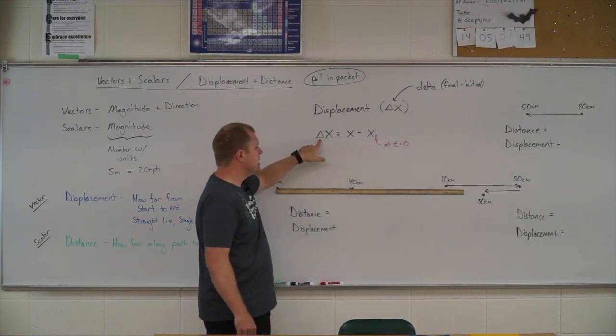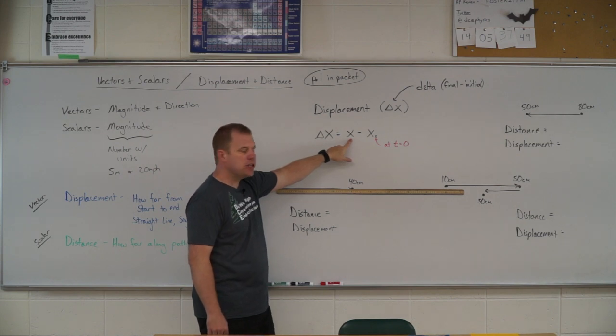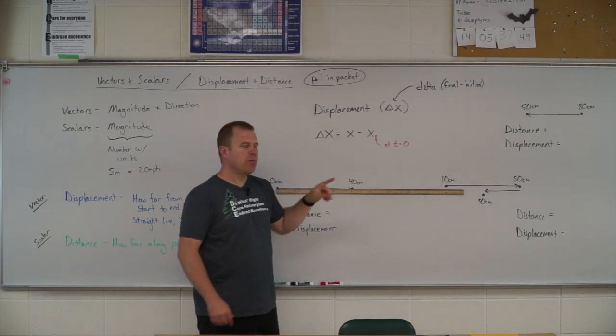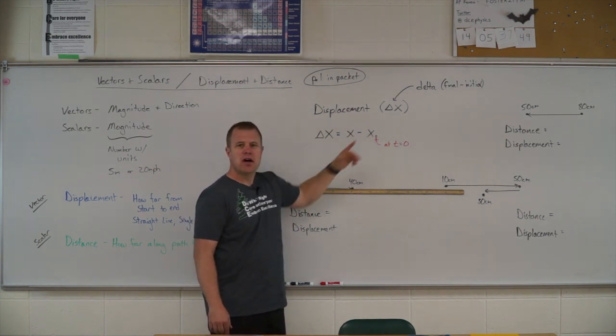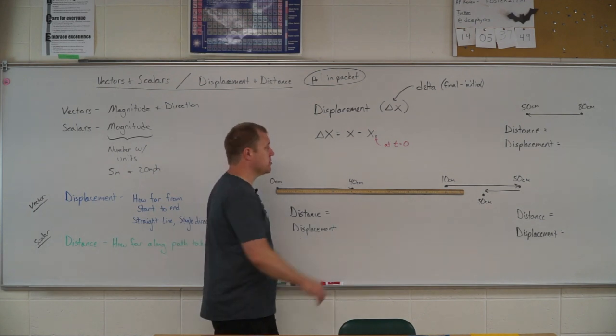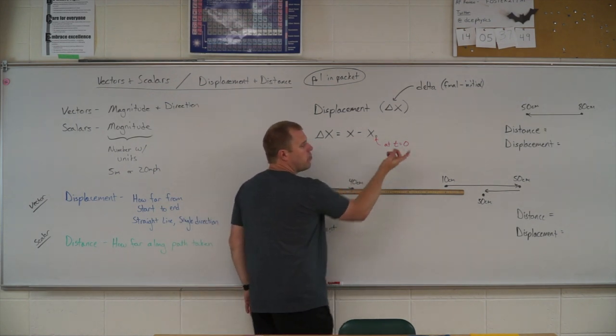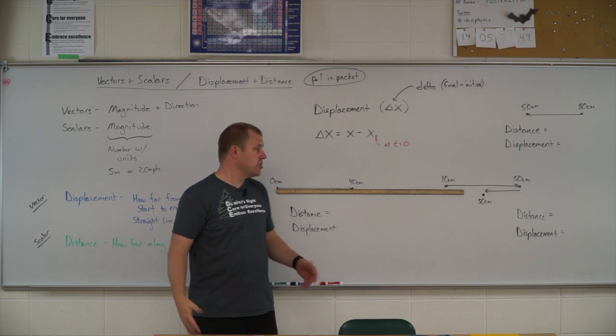All right, so when we do this, delta x is equal to the final position minus the initial position, so we call this x sub 0. X naught is how we describe that. And the 0 here stands for at time equals 0. So that would be our initial quantity.